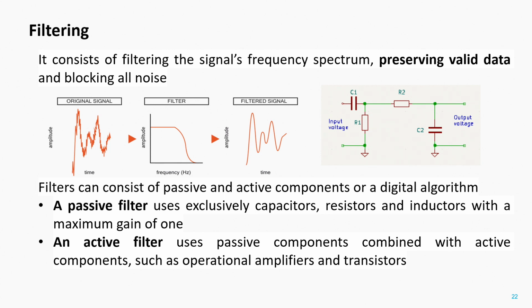We can always find two types of filters. A passive one that normally uses exclusively capacitors, resistors, or inductors and gives a maximum gain of 1, or an active filter that uses also passive components but normally includes an operational amplifier in order to give an amplification at the same time as filtering.